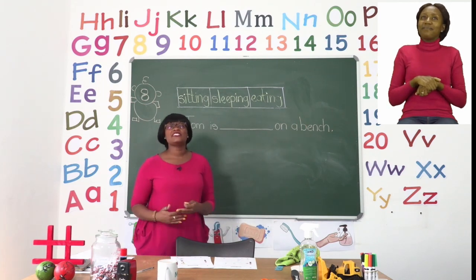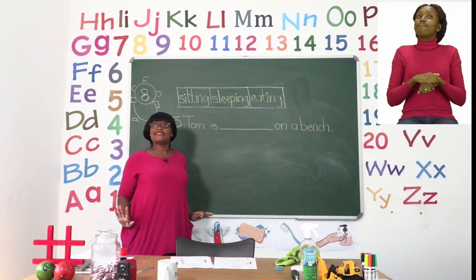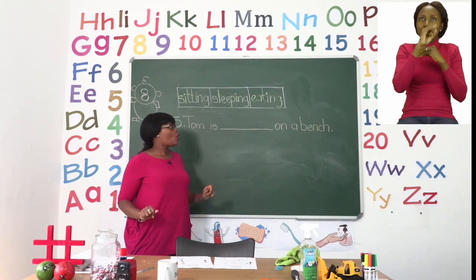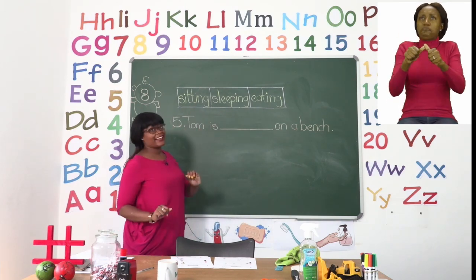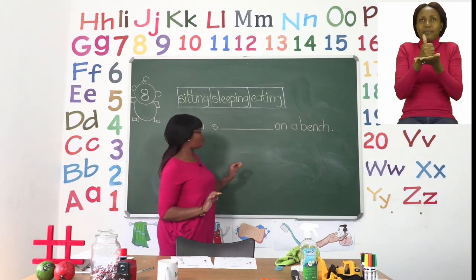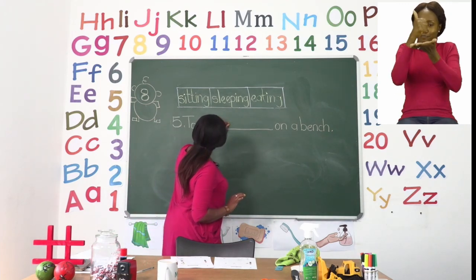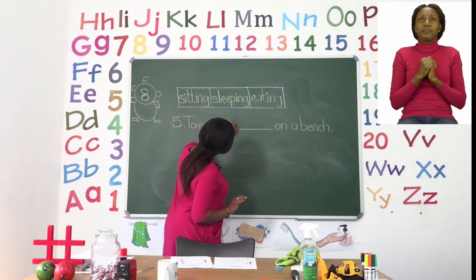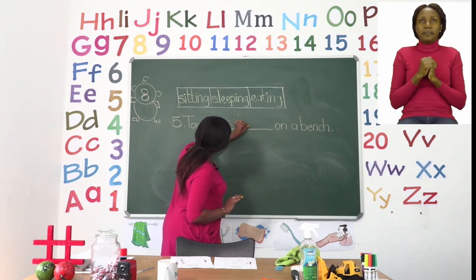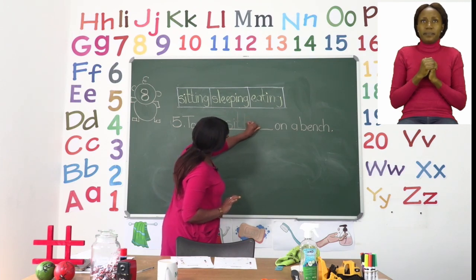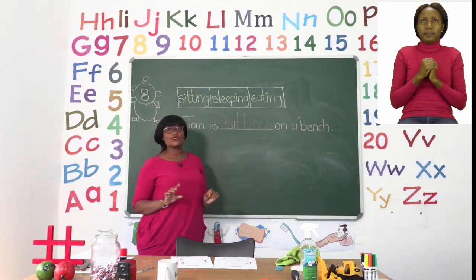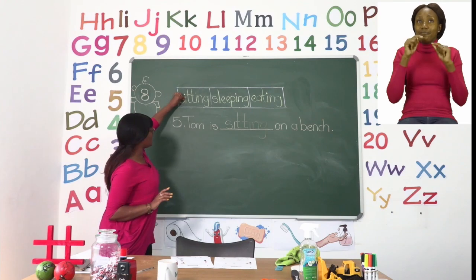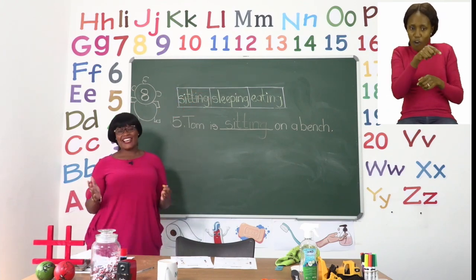The reason why it's continuous is because we can see him still doing it. So we are going to be using the word sitting. I'd like you to please write the word sitting. Remember, we are using small letters, so there is no need for a capital letter. Make sure you shape your letters neatly as you write. And when you are done writing the word sitting, please can you cross it out from the word box so that you don't use it again.